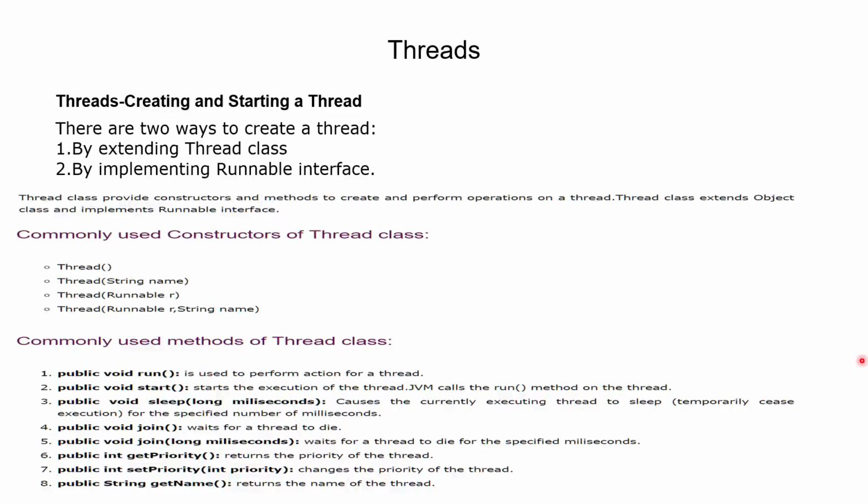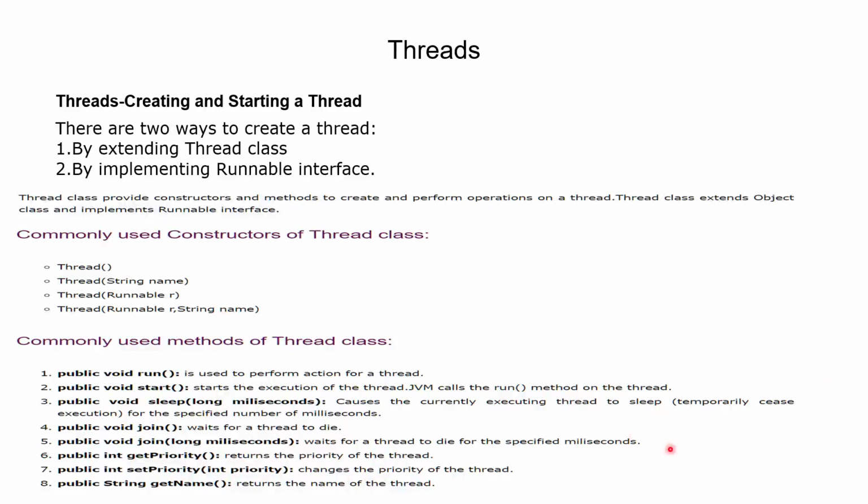Here are the thread constructors. We have the thread with no arguments passed in. We have a thread constructor with the name of the thread passed in as a string. And then we have a thread with the runnable object.